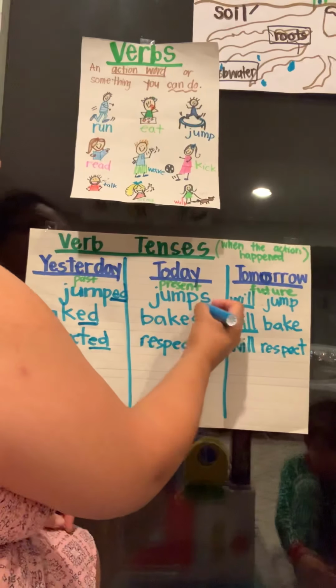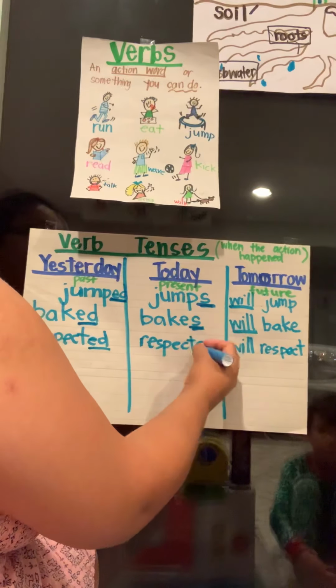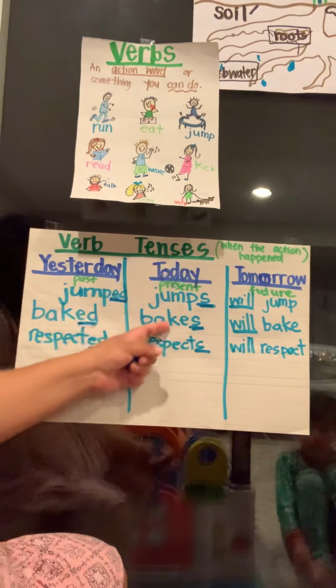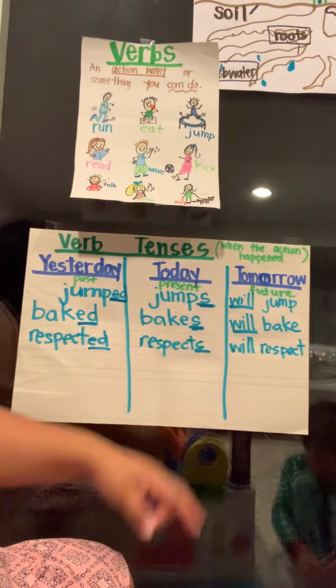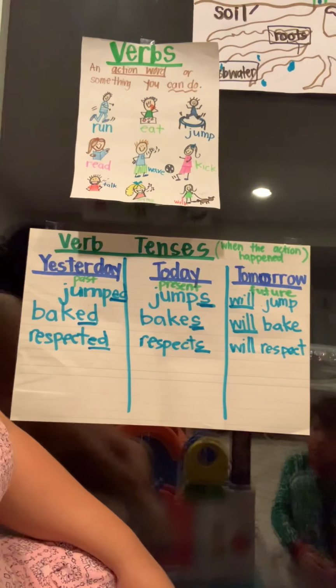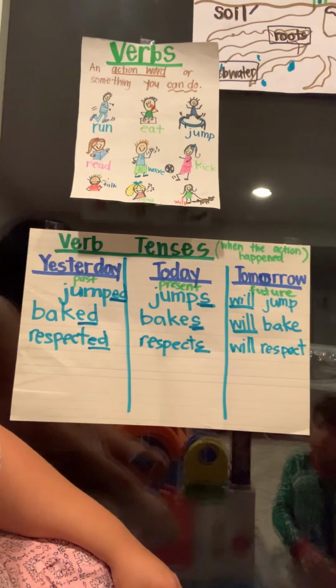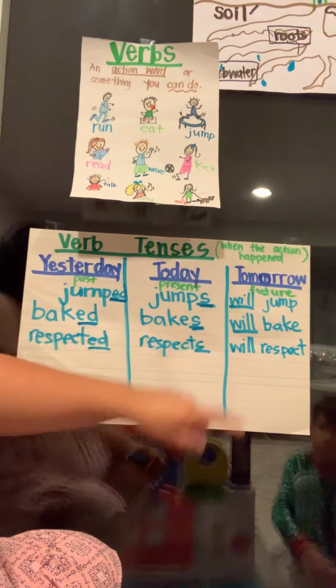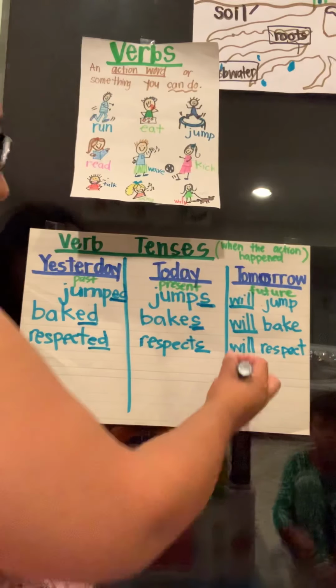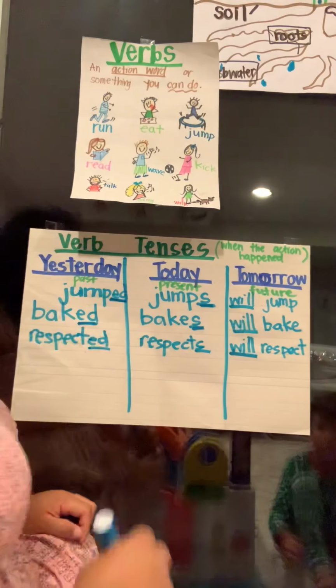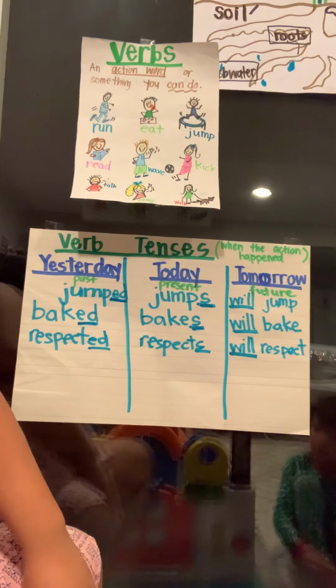What are we adding at the end of the verb? S. When we use present tense? S. What do we add to the verb when we use future tense? What are we adding? Will. We're actually adding a whole word. It says will. Good.